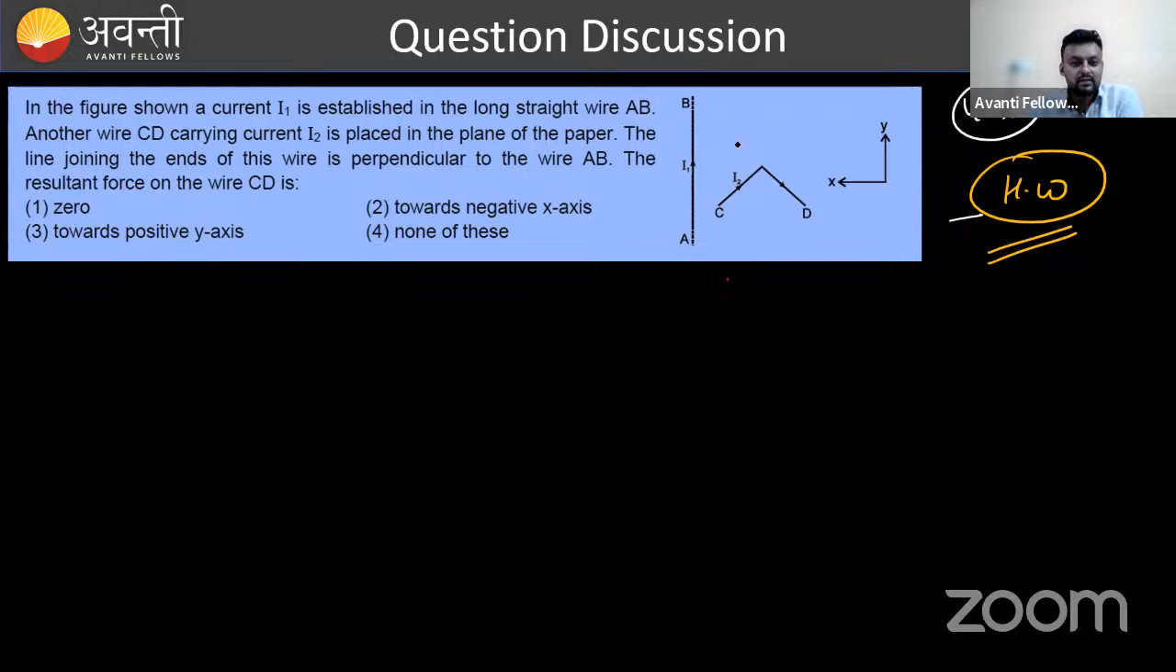Negative x? No, it's not in the negative x. Option 4. Option 4 is correct. Rajkot, option 4 is correct.